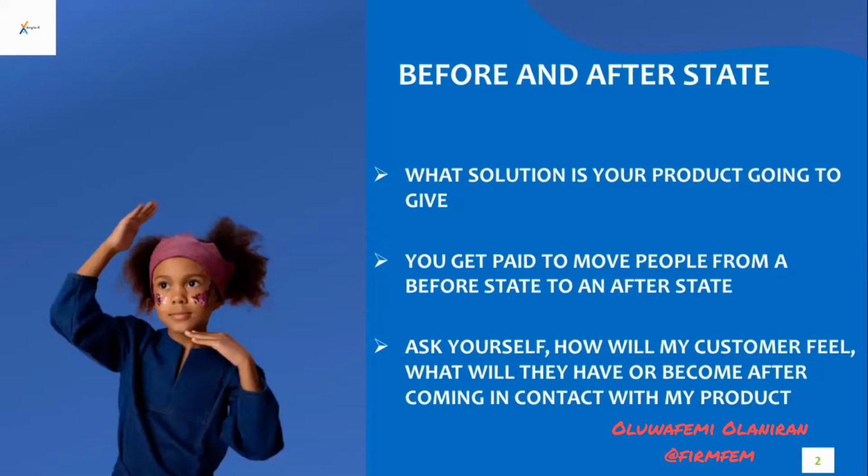And also you need to talk to yourself about how do I move people from a before state to an after state. A before state talks about a point of pain that the person is going through and how your product or service is going to alleviate that pain, how it's going to remove that pain from that person's life, and be a sort of solution to the problem that they are currently facing.